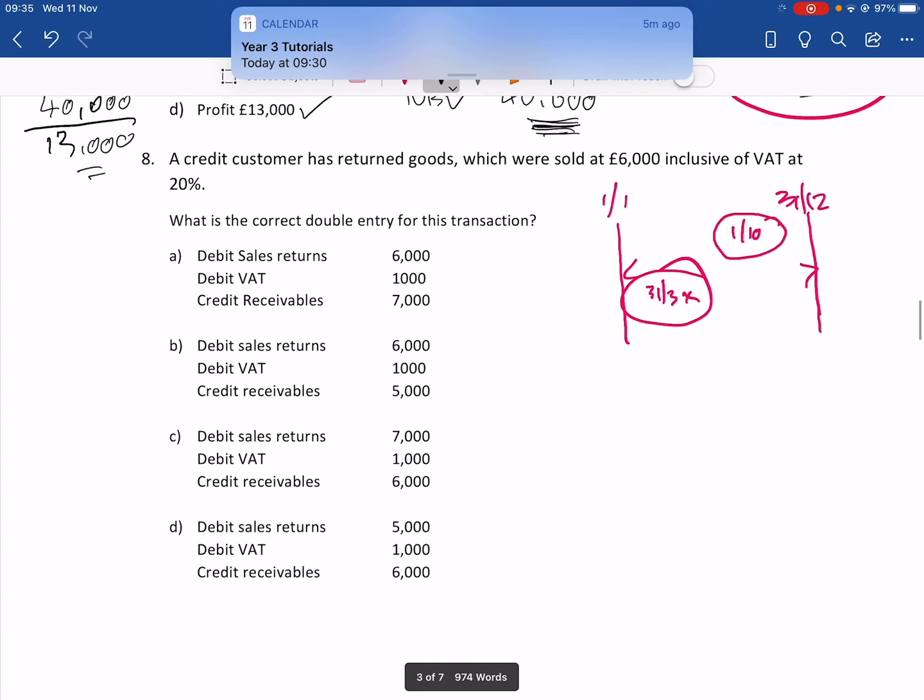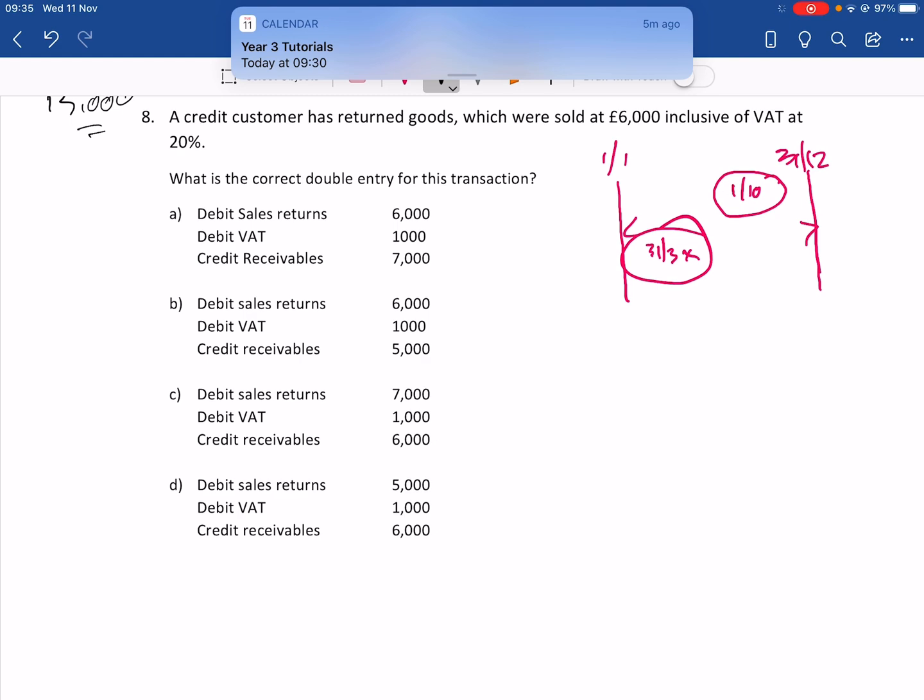Good. Number 7. This one is a credit customer has returned goods which were sold for £6,000 inclusive of VAT. So this is a sales return. But as I did in the previous question, I'm going to show you what the original transaction was. It said it was sold for £6,000 inclusive of VAT. As I've said before, when it includes VAT, we simply divide it by 6 to get the VAT amount. So let me show you. What we've got is the total amount, so it's £6,000.